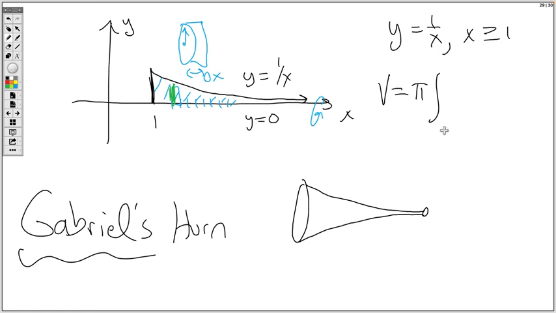Now we're starting at 1, but we're never ending, right? But we know what that means, right? We talked about these a couple weeks ago. The integral would just go off to what? Infinity. 1 over x squared dx. And this would calculate the volume of Gabriel's horn.